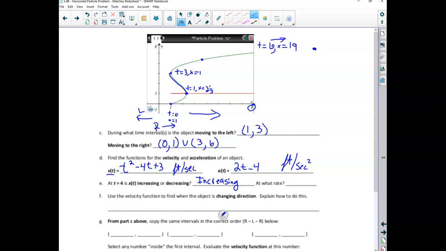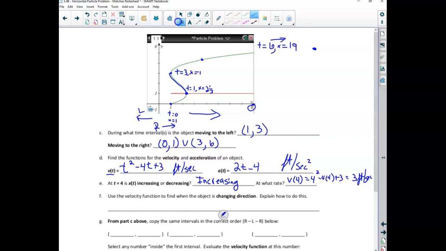Well, wouldn't that just be finding v of 4? My velocity of 4? Well, that is what? Plugging 4 into my velocity gives me 4 squared minus 4 times 4 plus 3. Well, that's kind of nice. That's 16 minus 16, that's going to equal 3 feet per second. So it's increasing at a rate of 3 feet per second. Well, let's use the velocity function now to find when the object is changing direction.